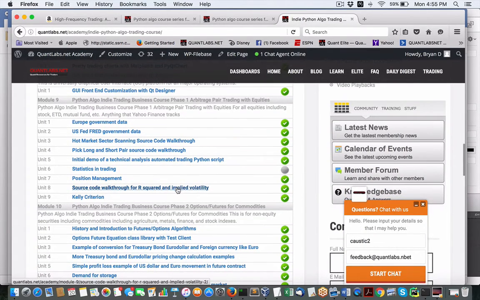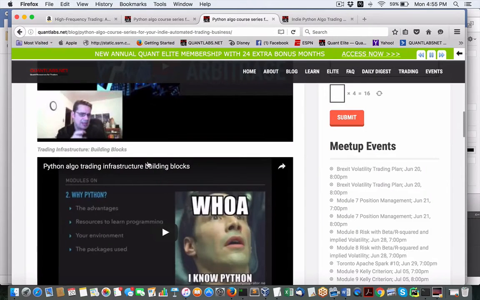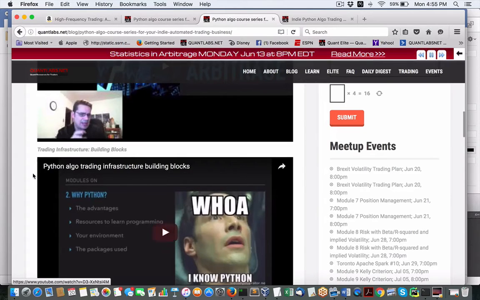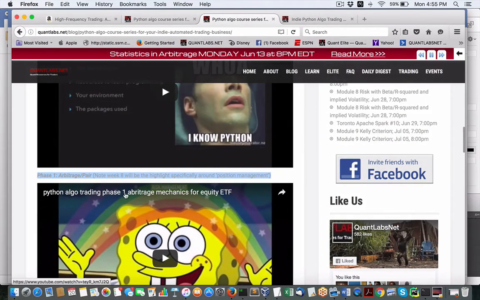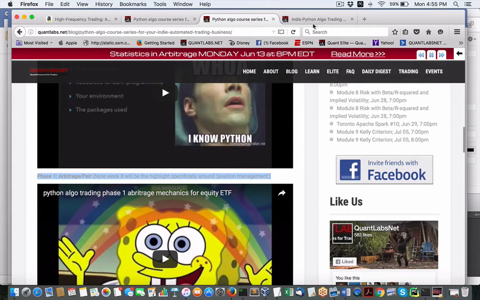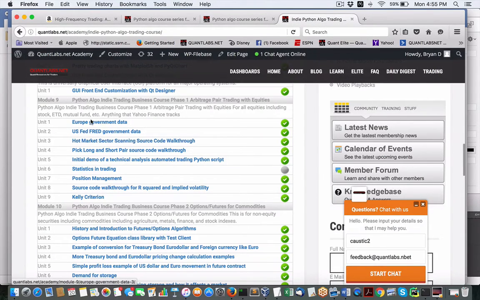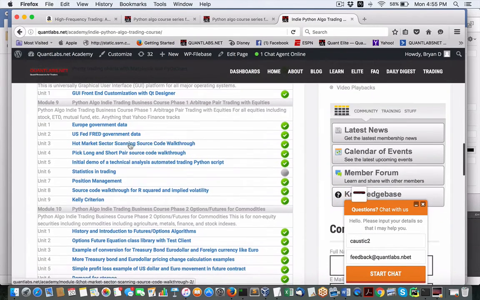And then we get into this strategy here that I'm referring to, called the Python algo trading arbitrage mechanics. And this is pretty well paired trading arbitrage. So we cover all these steps, and we're right now in position management, which happens next Tuesday, tomorrow. And these topics here for technical analysis, statistics, position management, and some other important elements for this kind of strategy is all provided. We've got walkthroughs.